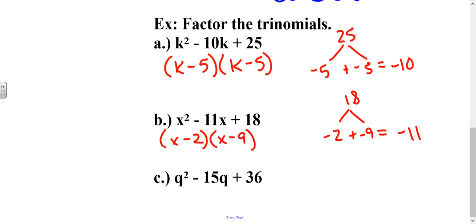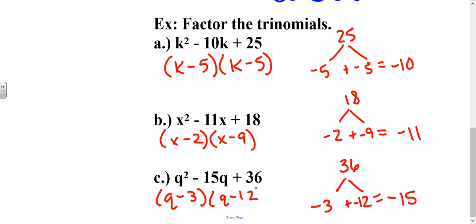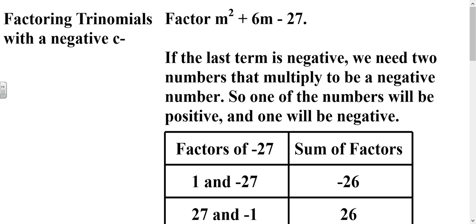All right, last one. We have numbers that multiply to be 36, but add to be negative 15. Okay, so for 36, I can do negative 1 and negative 36. I can do negative 2 and negative 18. I could do negative 3 and negative 12. That would work. So I have q minus 3 and q minus 12. Perfect.